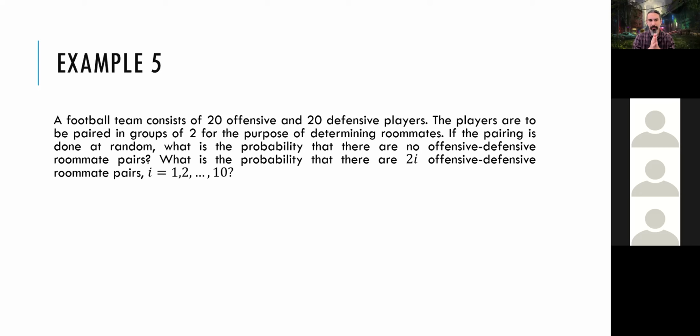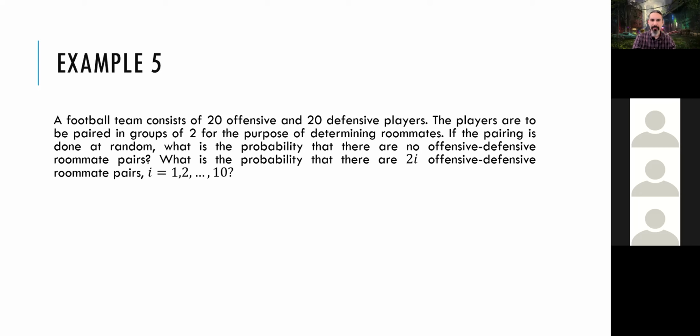Now, another example. This one is a bit more complex because it requires a bit of outside the box thinking, I would say. But you will see what I'm talking about. Now, a football team consists of 20 offensive and 20 defensive players. Okay, this is American football, of course. The players are to be paired in groups of 2 for the purpose of determining roommates. Now we are trying to pick people and group them 2 by 2. If the pairing is done at random, what's the probability that there are no offensive defensive roommate pairs? Now it says that we are picking at random, and we don't want any offensive defensive roommate pairs.